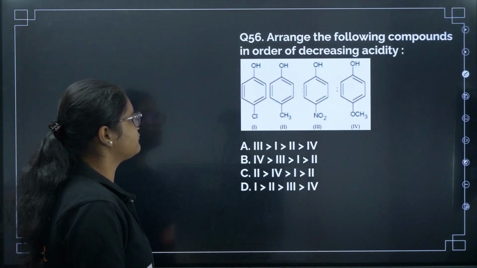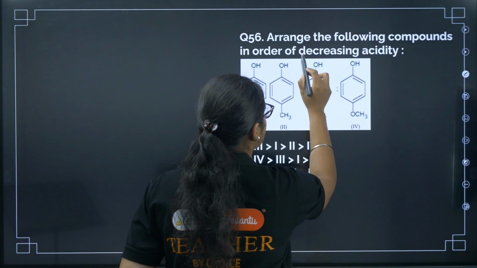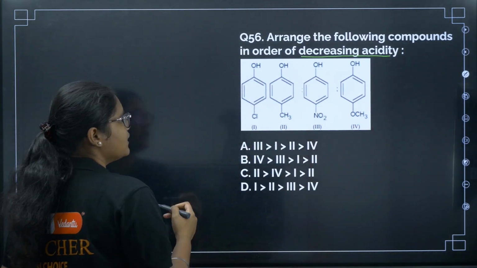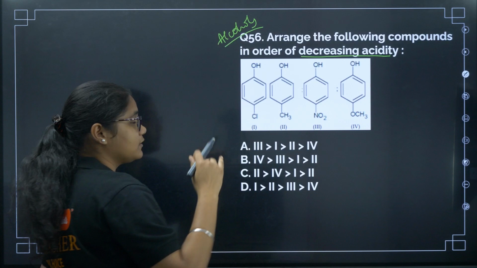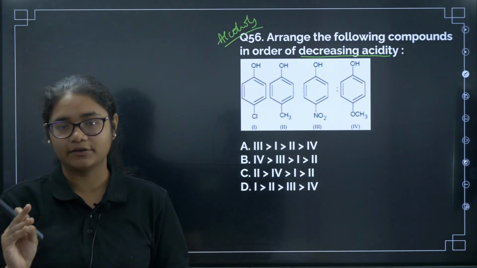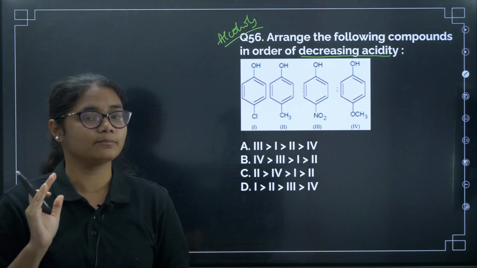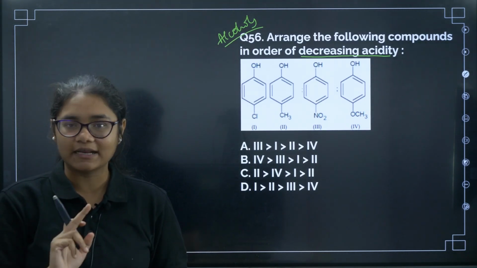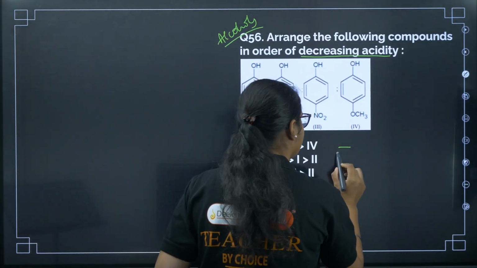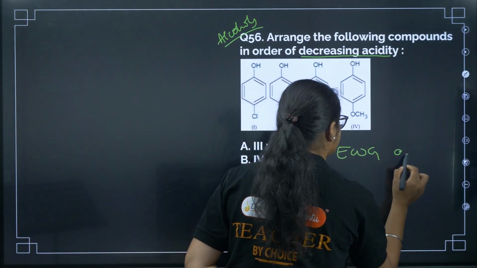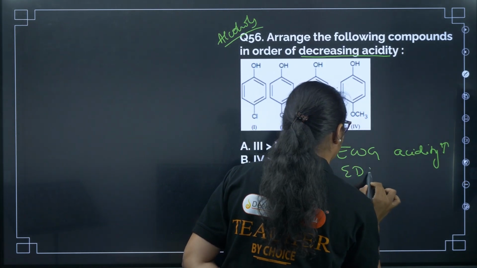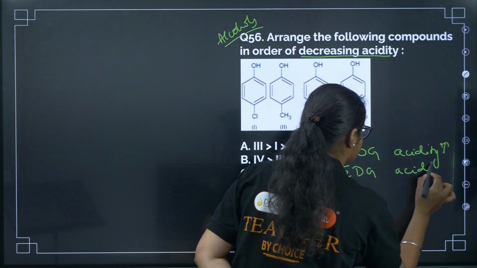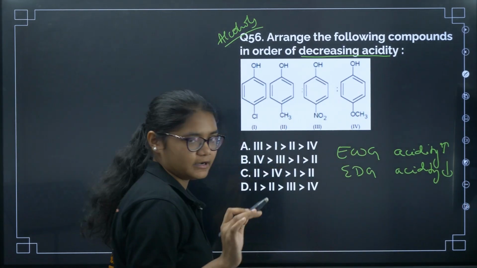Next question, arrange the following in the order of decreasing acidity. So this question is from your alcohols chapter. Acidity order, basicity order is asked many a times, a very important concept. So please understand the concept here. If we have an electron withdrawing group, acidity will increase, and if we have an electron donating group, acidity will decrease, right? This is a very simple and fundamental thing.